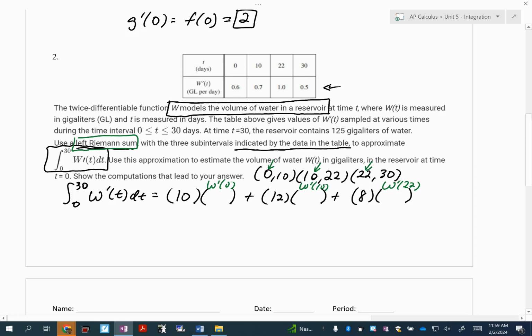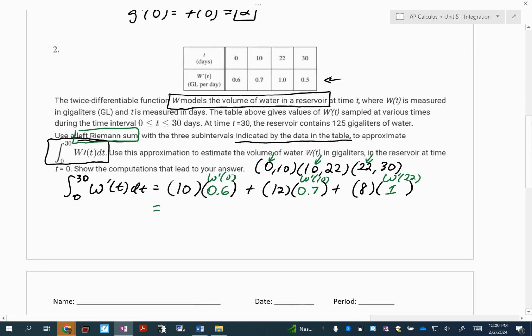If this had asked for a right Riemann sum, exact same stuff, I would just be doing W prime of 10, W prime of 22, and W prime of 30. So just know the difference between the left and the right. So W prime of 0 is 0.6, W prime of 10 is 0.7, W prime of 22 is 1.0.